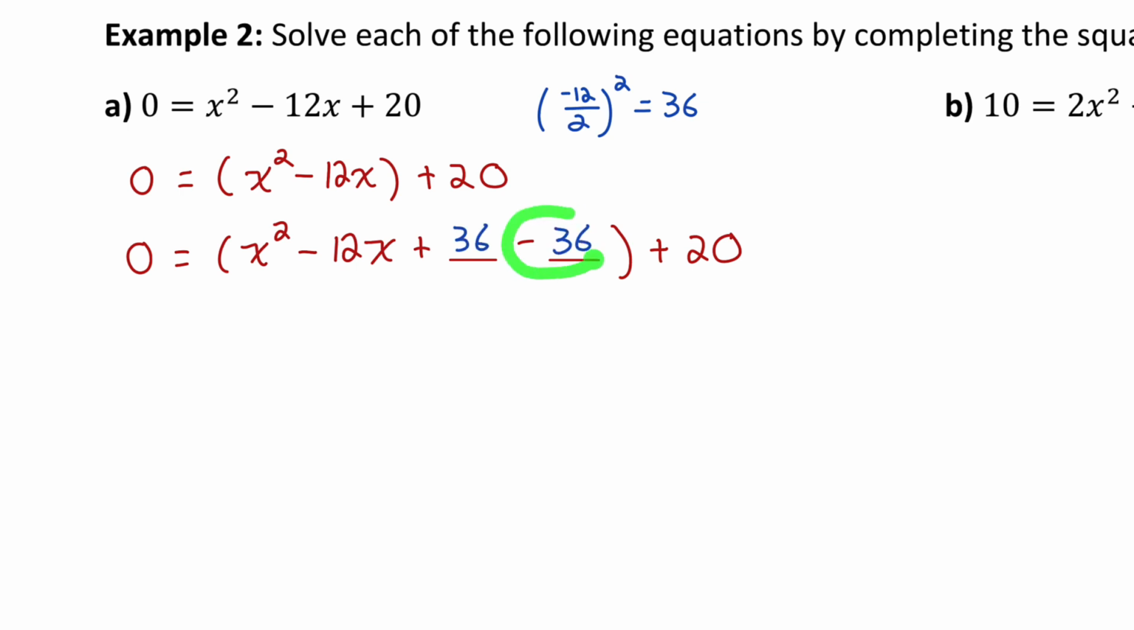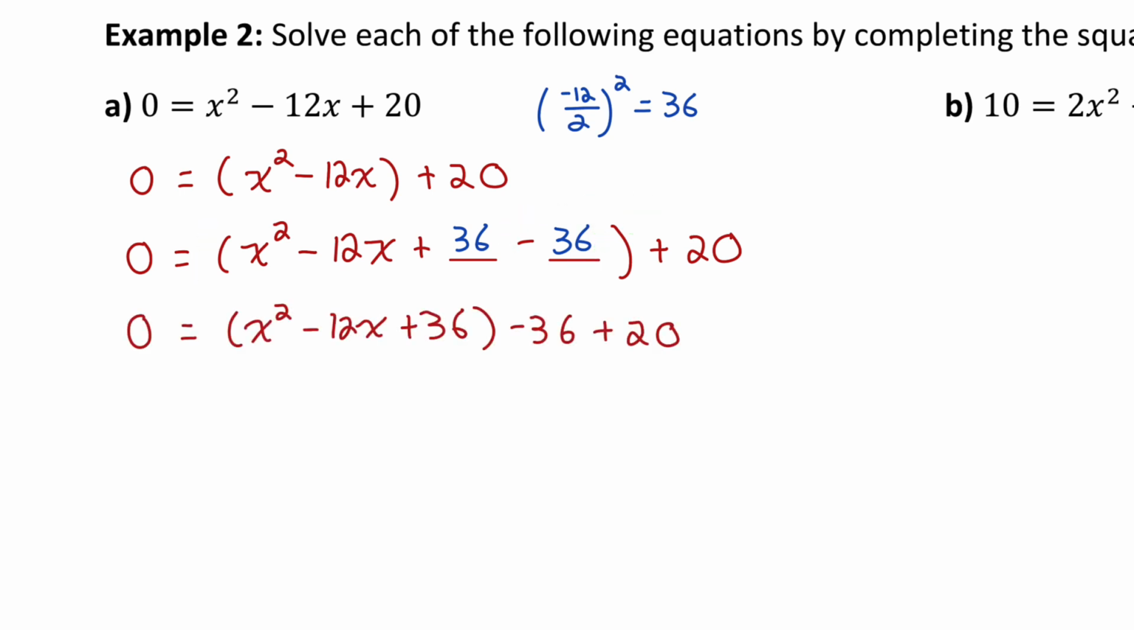But I don't want the minus 36 in the brackets, so I'm going to move it out front by multiplying it by the 1 that's in front of the brackets. And then to get this into vertex form, the last thing I have to do is factor this quadratic, which should factor to a binomial squared.